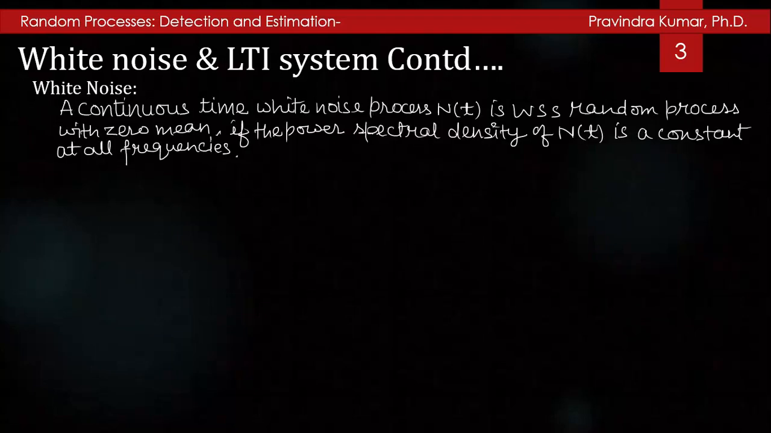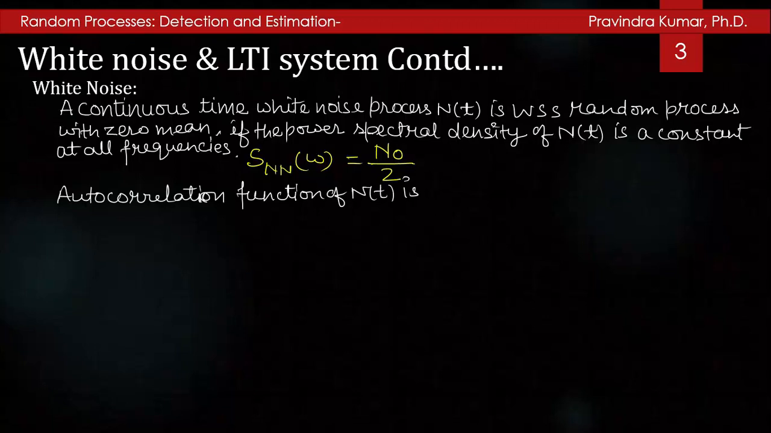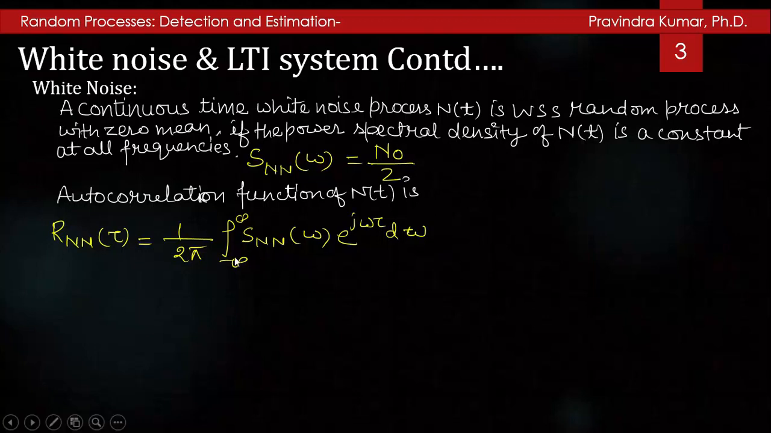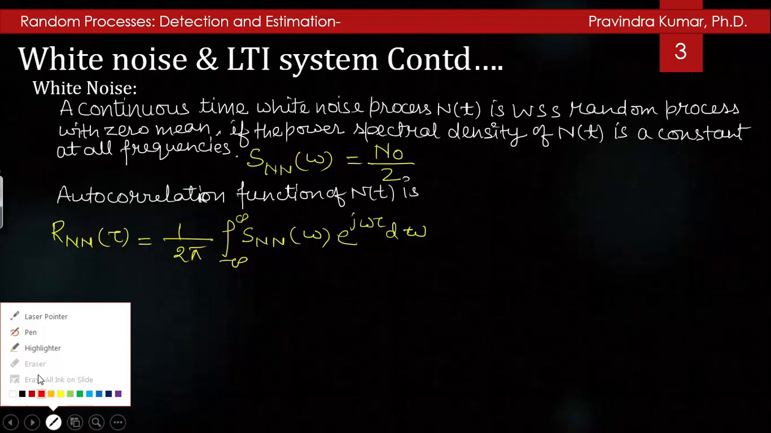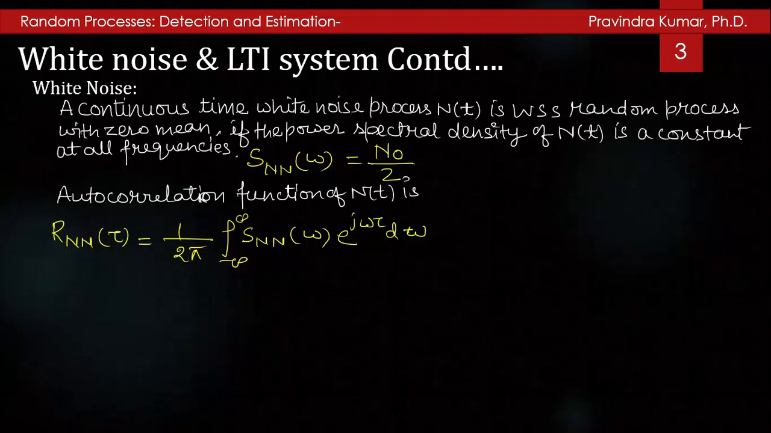A continuous time white noise process is a wide sense stationary zero mean continuous time random process if the power spectral density is a constant at all frequencies. So the power spectral density will be N naught by 2, this is the constant, and the inverse Fourier transform will give you the autocorrelation function. So the autocorrelation function of the noise process will be 1 by 2 pi, integration from minus infinity to infinity, S n omega e to the power j omega tau d omega.